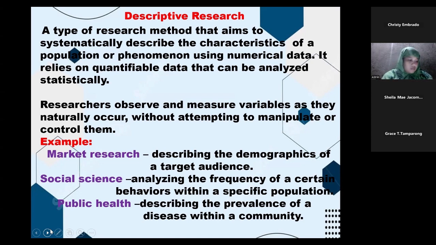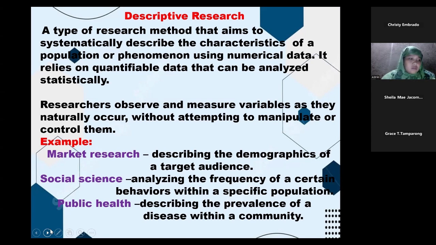It describes the characteristics of a population or phenomenon using numerical data. Demographics means the name of the person and their personal background. Next is the social science, analyzing the frequency of certain behaviors within a specific population. When we say frequency, it is the number or the range of certain behaviors. Example: market research, describing the demographics of a specific target population.